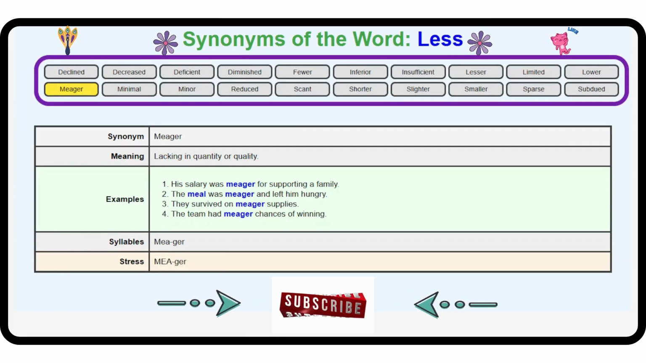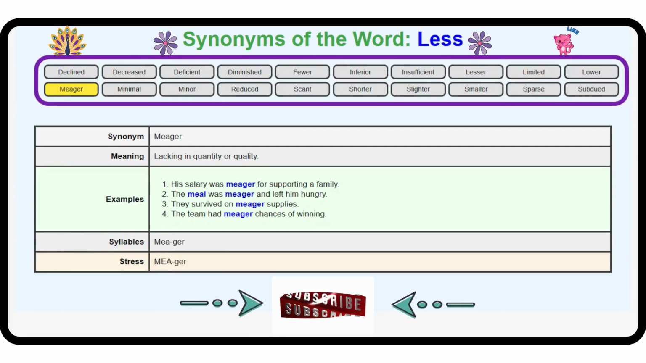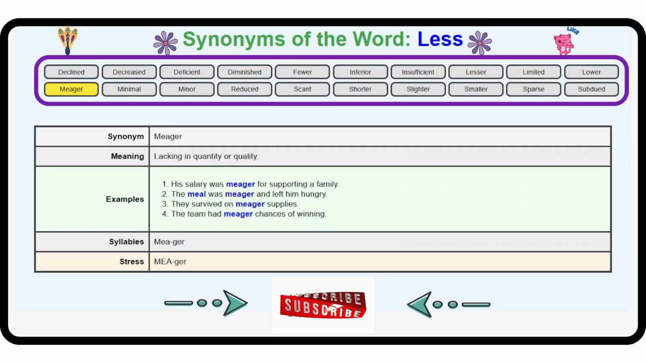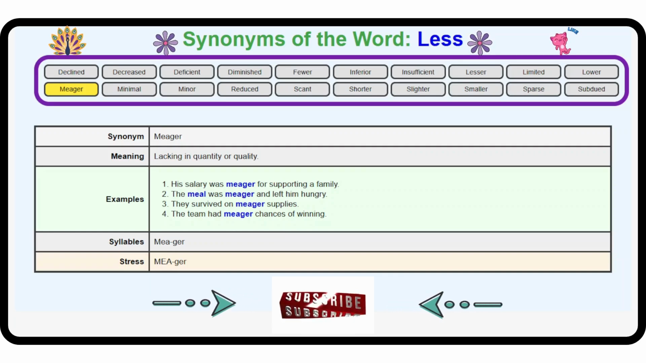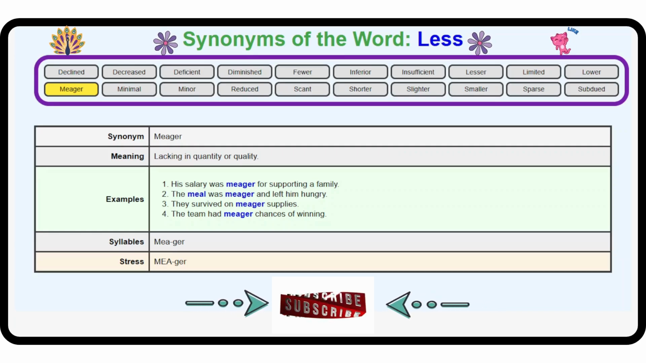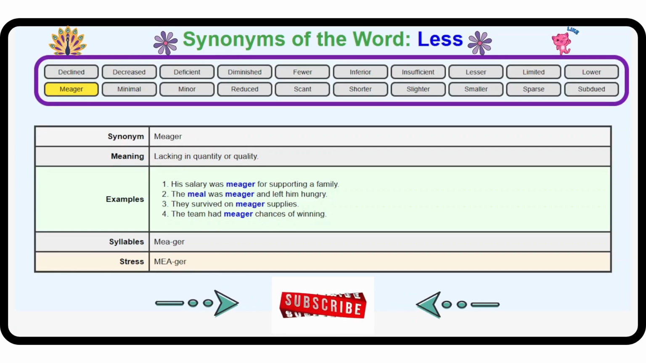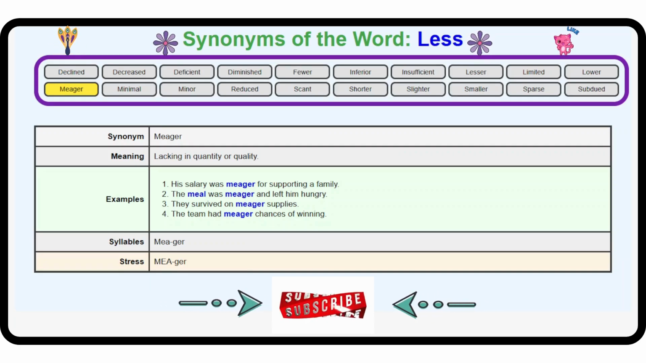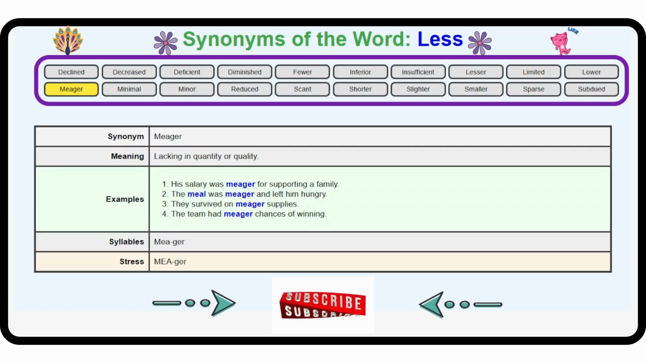Synonym, meager. Meaning, lacking in quantity or quality. Example 1, his salary was meager for supporting a family. Example 2, the meal was meager and left him hungry. Example 3, they survived on meager supplies. Example 4, the team had meager chances of winning. Syllables, meager. Stress, meager.